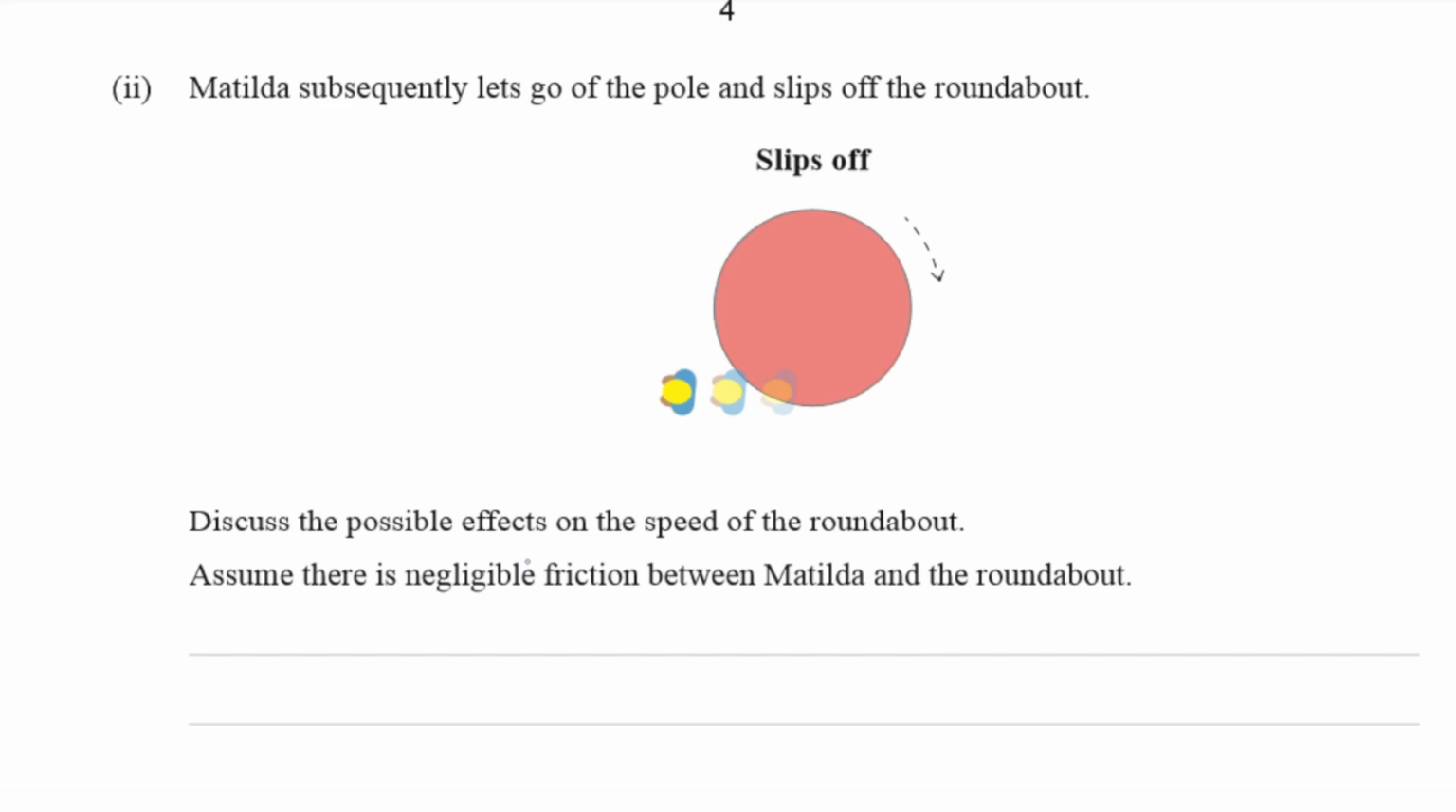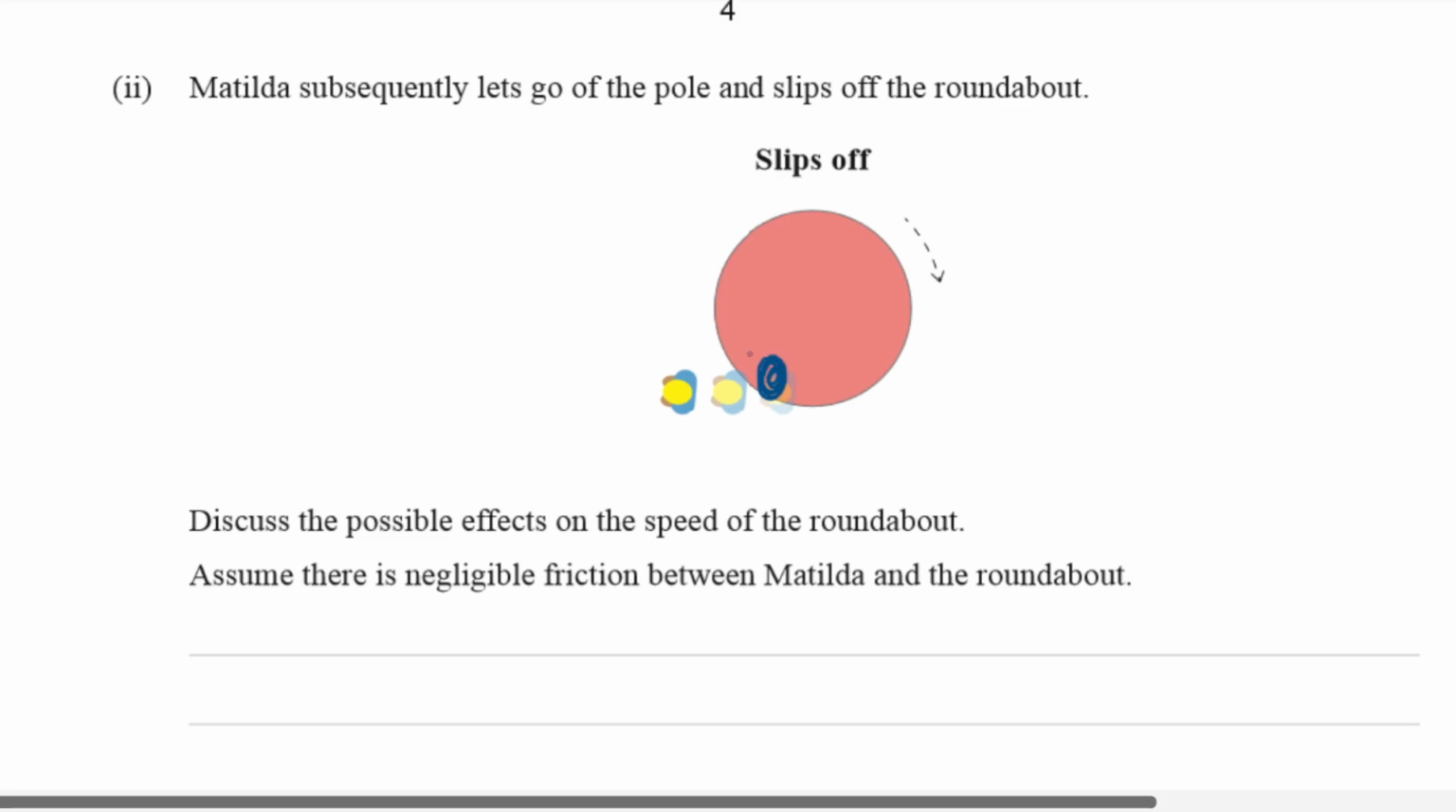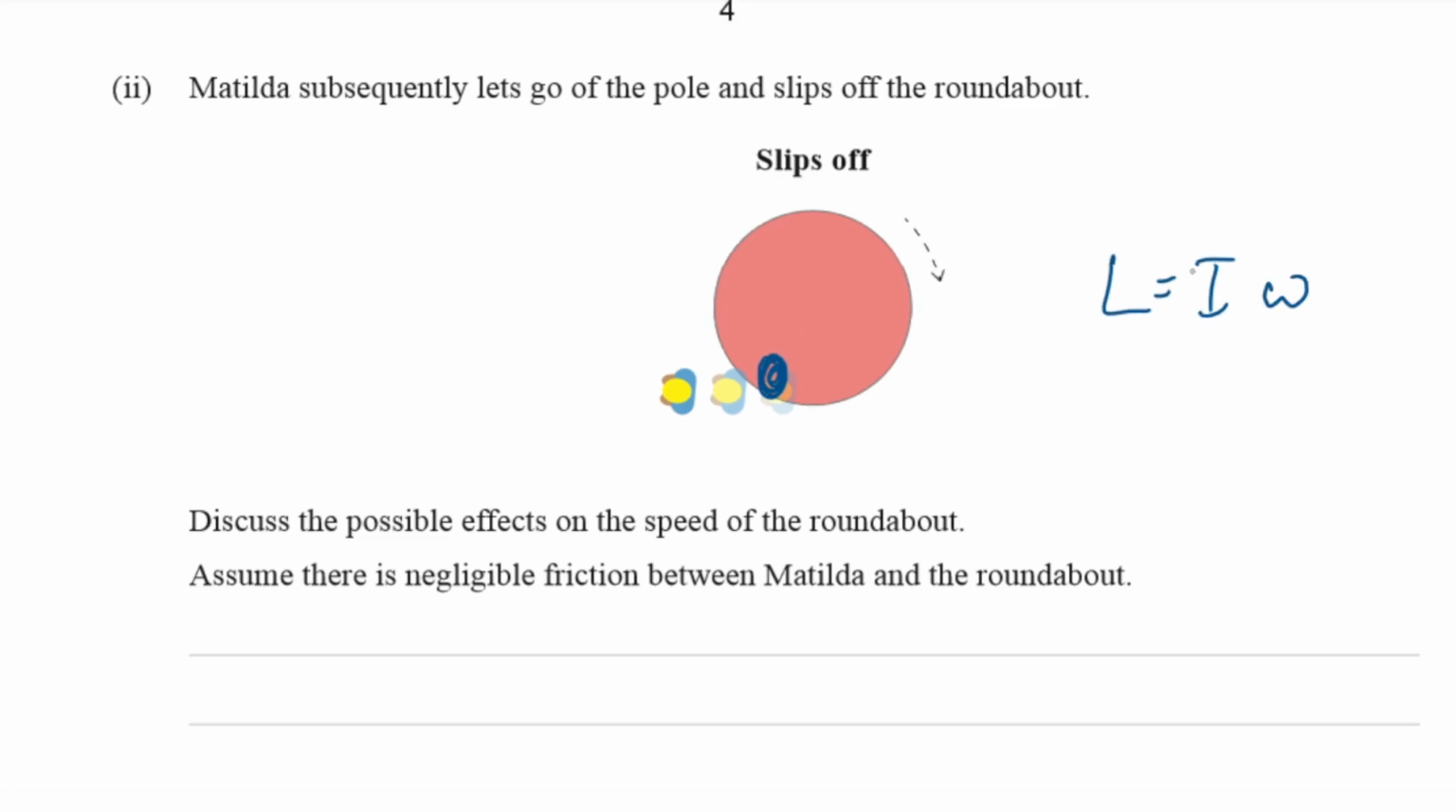So is it going to speed up or slow down? What's changing is the inertia. I initially thought since she slips off and she has a significant point mass, that the inertia would decrease, and by the previous question, if inertia decreases, angular velocity could increase. Right, that's where I started.